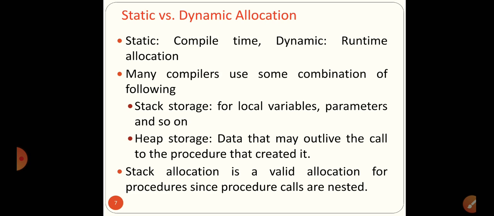It is very essential for us to understand the difference between these two allocation techniques. First is static and second is dynamic. We are very much familiar that static is a compile time execution, and dynamic is the runtime execution. So in static allocation, memory will be allocated at compile time, and the program will be run at compile.